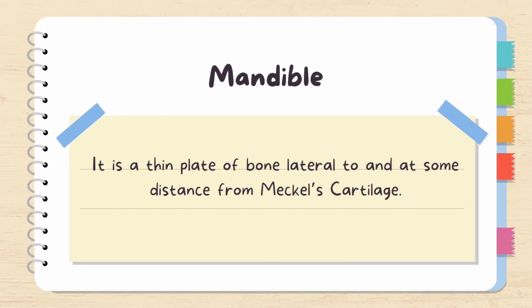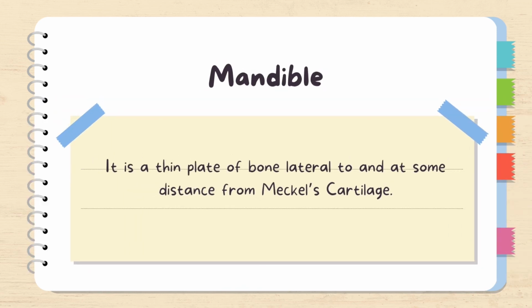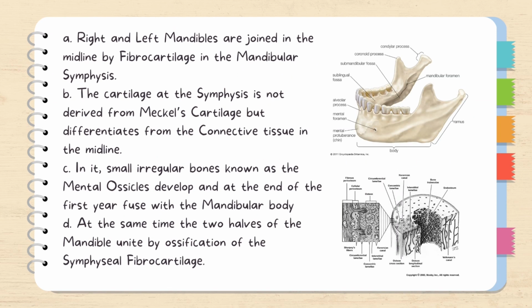Now, what is the mandible? It is a thin plate of bone lateral to and at some distance from Meckel's cartilage. Right and left mandibles are joined in the middle by fibrocartilage in the mandibular symphysis. The cartilage at the symphysis is not derived from Meckel's cartilage but differentiates from the connective tissue in the middle. Ossicles develop and at the end of the first year fuse with the mandibular body. And at the same time, the two halves of the mandible unite by ossification of the symphysial fibrocartilage.